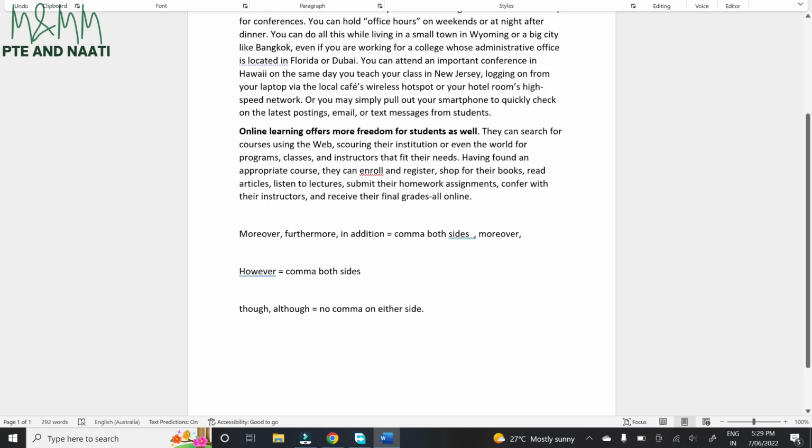So revision would be moreover, furthermore, in addition, and however. If you use any of these connectors, you gotta put a comma on both sides. And if you use though and although, you just don't have to put a comma on either side. It is grammatically correct.